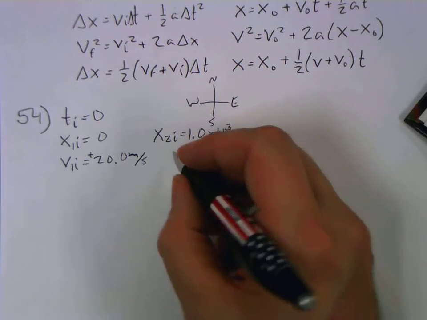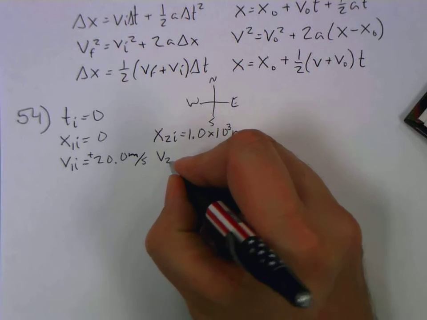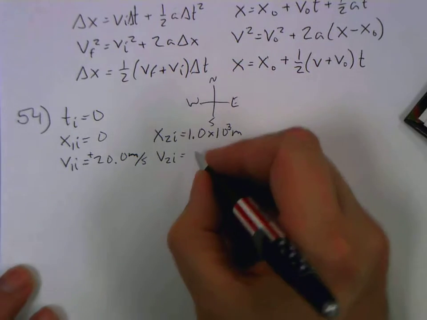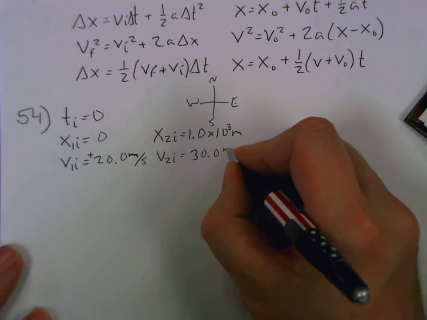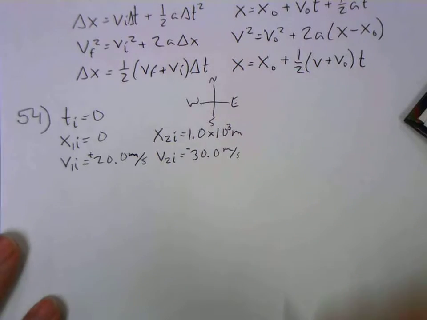Okay, then they gave us the velocity of car 2, what it started off at initially. It said it was going 30.0 meters per second west. West is what? Negative. So we put a big negative there.